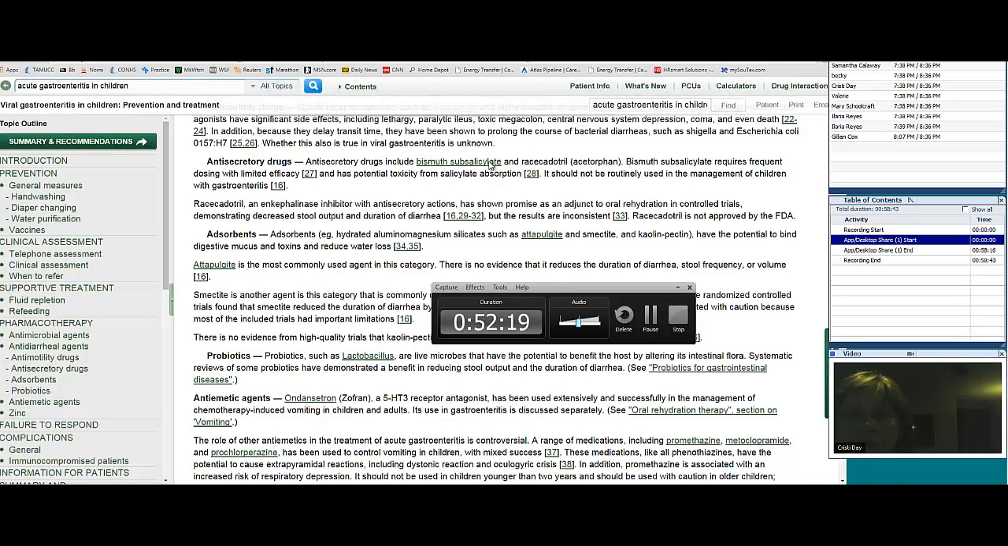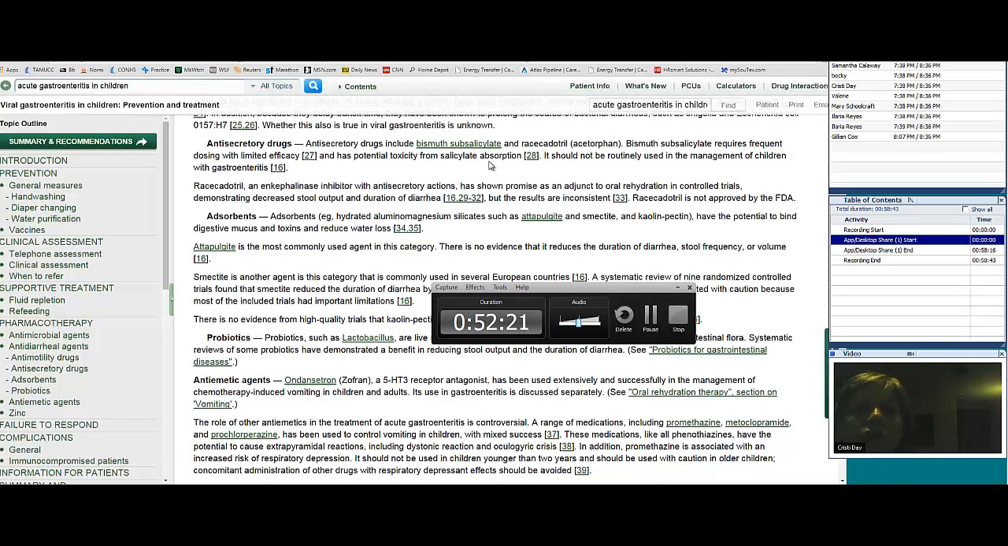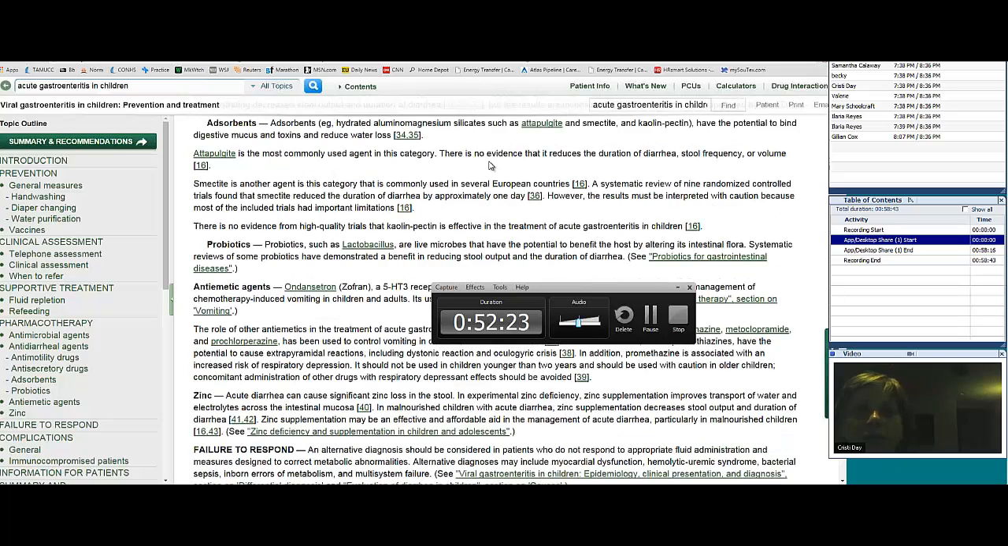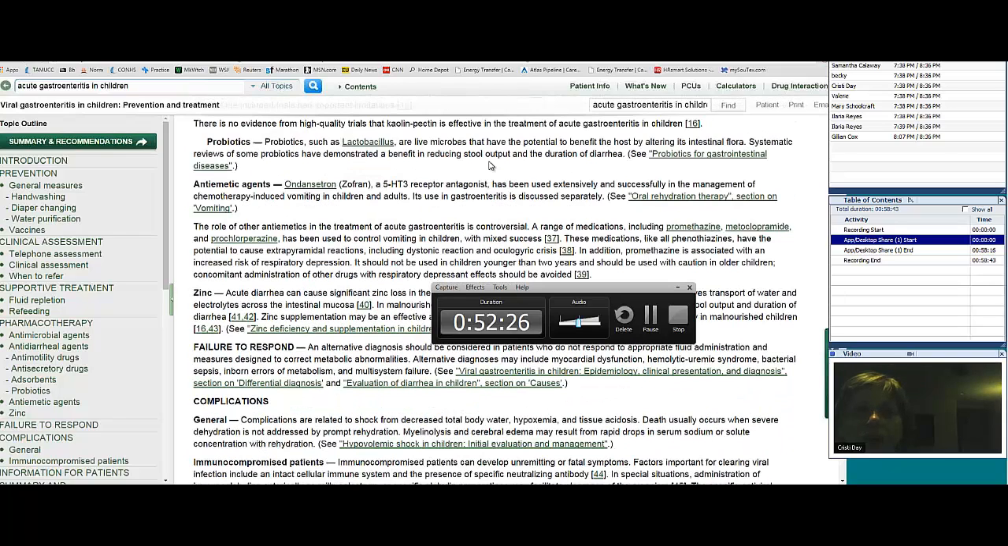And did you know that Pepto-Bismol turns your tongue black? So that's always fun when they complain of that. We got lactobacillus and those kind of things.